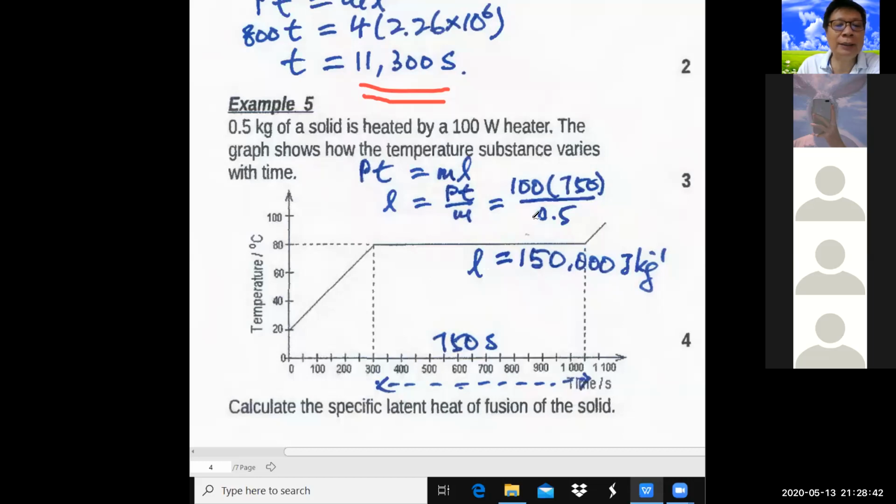And the mass is 0.5. Where to get 0.5? It is given in the question, 0.5 kilogram. So you calculate, you get this answer, 150,000 joule per kilogram. So this is the latent heat of fusion of this solid.